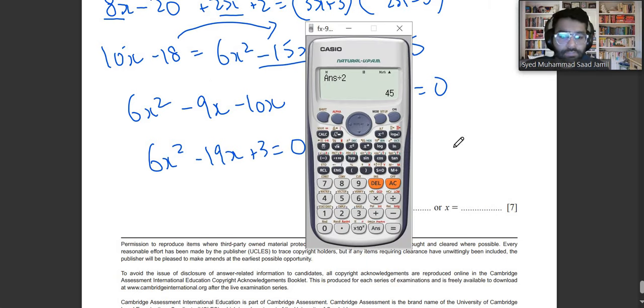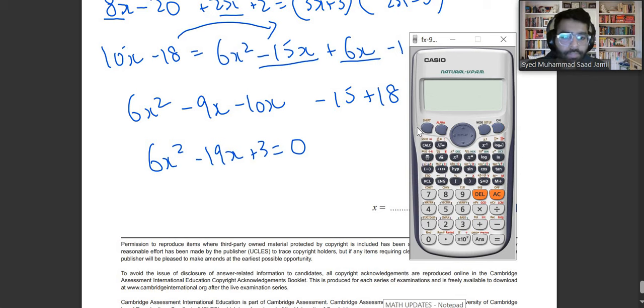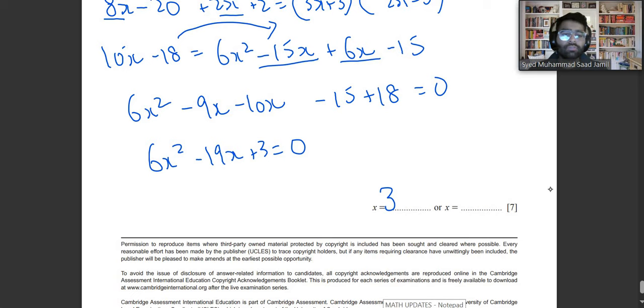You can just plug this into the calculator. This is a quadratic, so in the calculator you will write 6, minus 19, 3. So the first value of x is 3 and the second value of x is 1 upon 6.